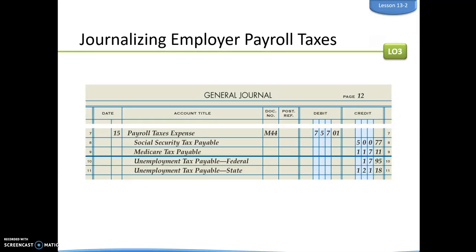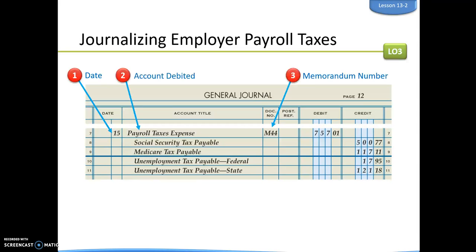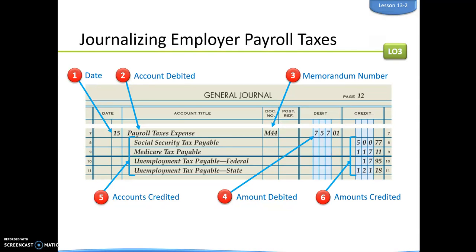This is what it will look like on the General Journal. The date, account debit is payroll taxes expense, M44, total is $757.01, the debit, and all the rest of the accounts are credited. When you add those four accounts together, that's what your debit is equal to, $757.01.